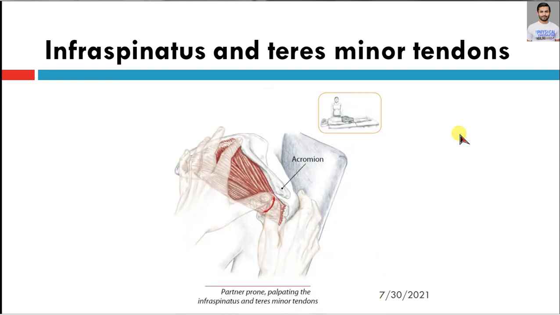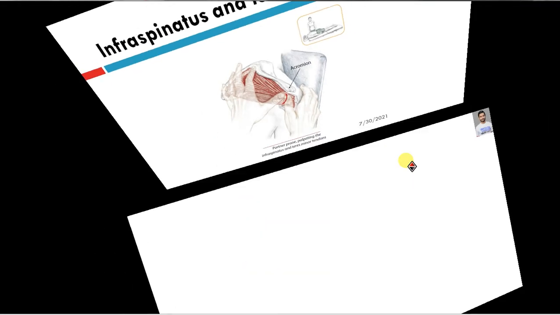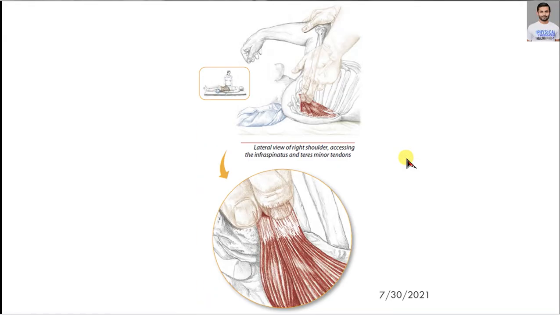The infraspinatus and teres minor tendons can be palpated very easily close to the lateral border of the humeral head, and they can also be palpated with horizontal abduction. You ask your partner to perform horizontal abduction, and you can easily feel the tensing muscles.